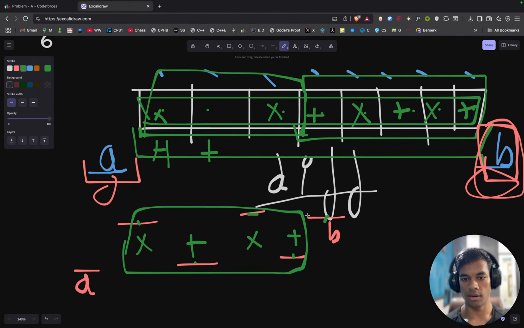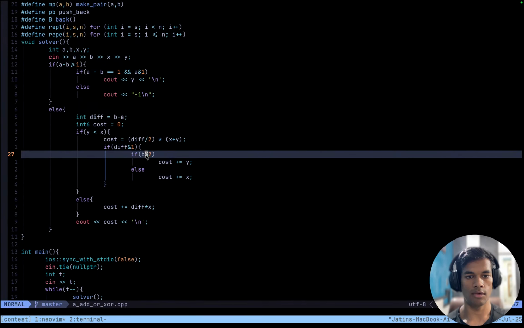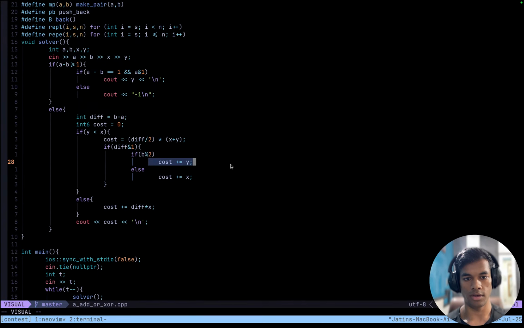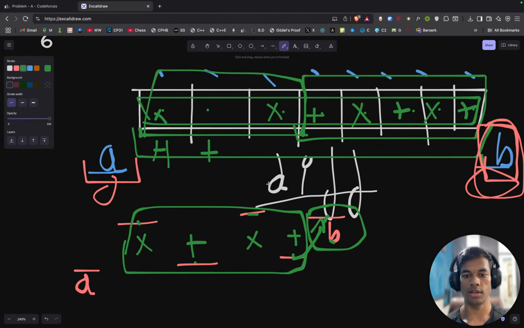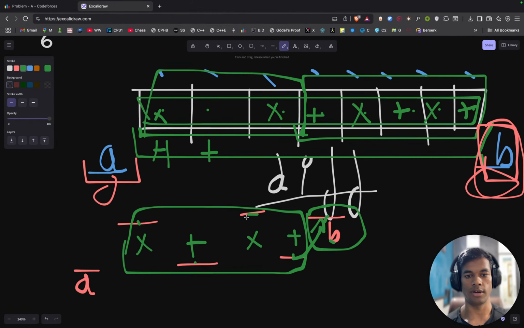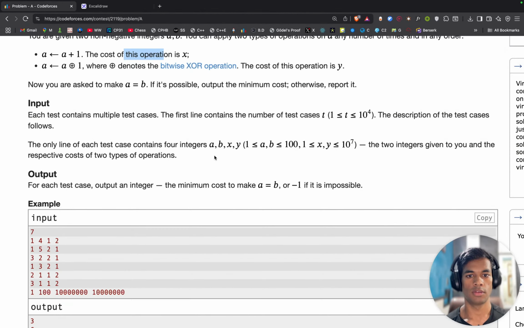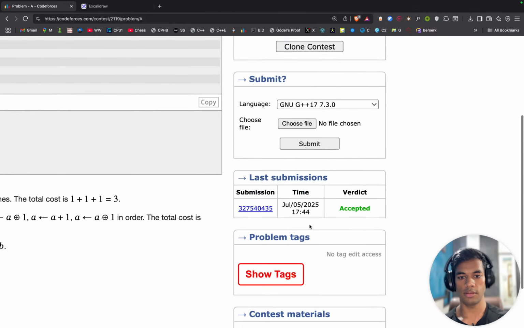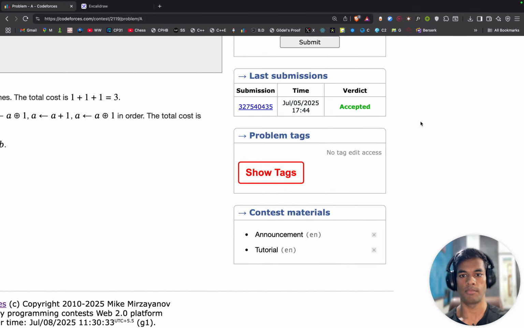And to see this, now after doing this, we have to see if b is odd, then we can perform a XOR and increase a by 1 to get up to b. And so if b is odd, then we add y, and if it is even, then we add x, and that is what we return, and cool. So I did that, and I guess in first try. Yep, first try. Acha.